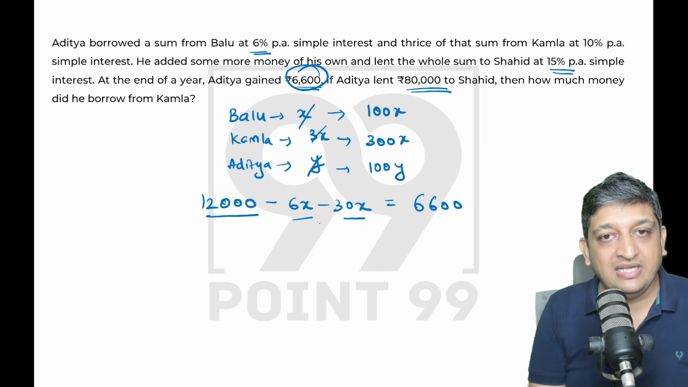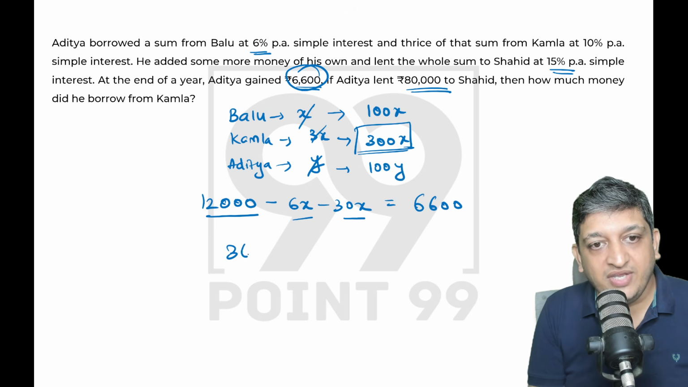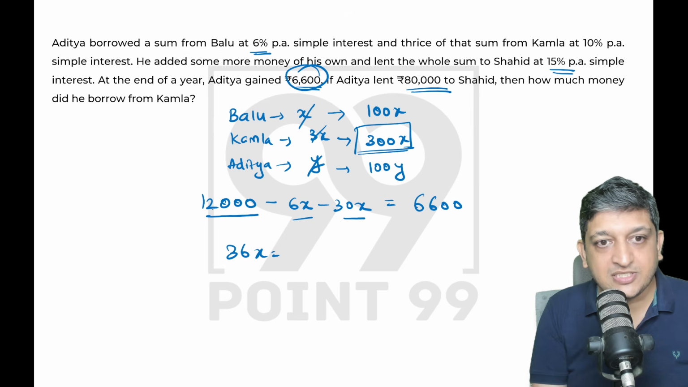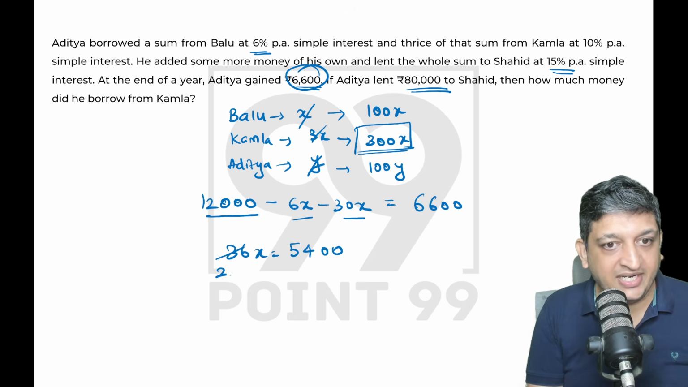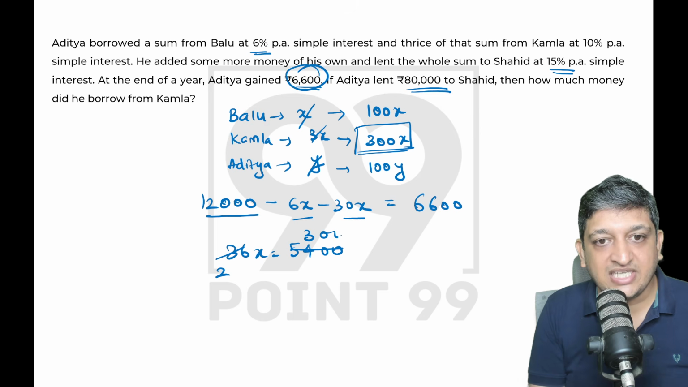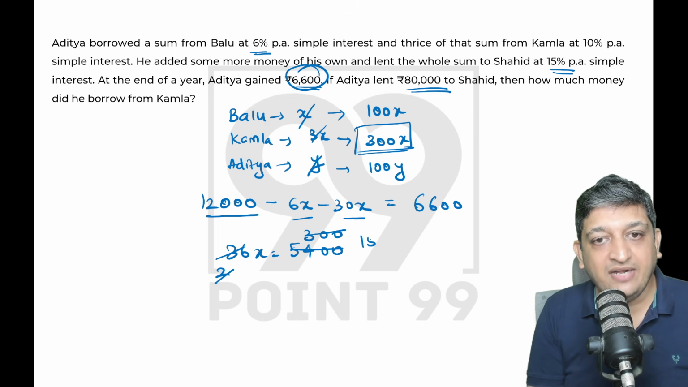So what is going to be the case here? We have to find out how much he borrowed from Kamla. So we have to find out what 300x is. So let's see. We are going to get 36x equals 12,000 minus 6,600, which is 5,400. If you look at this, 18 2s are 36. 18 3s are 54. So I'm going to get 300 here. You can also cancel this out and you will get 150.